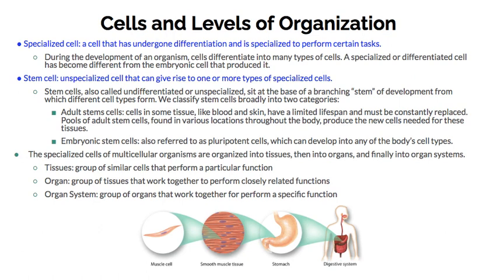The specialized cells of multicellular organisms are organized into tissues, then into organs, and finally into organ systems. So here are our levels of organization for cells, tissues, organs, and organ systems.